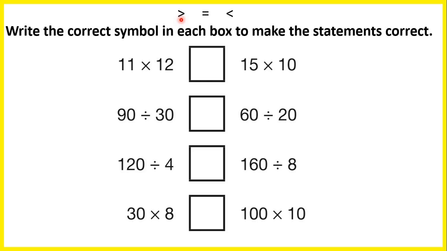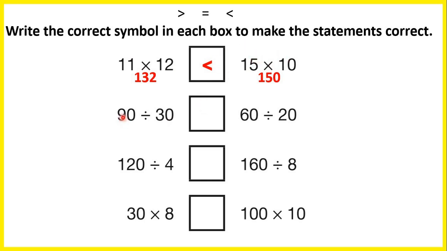We have greater than, equal to, and less than. Write the correct symbol in each box to make the statements correct. So first, on this side, we have 11 times 12, so that's 132. And on this side, we have 15 times 10, so that's 150. Because to multiply a whole number by 10, we can just put a 0 on the end. So because 132 is less than 150, that means 11 times 12 is less than 15 times 10.